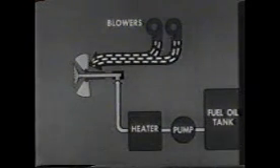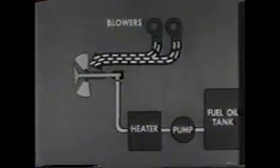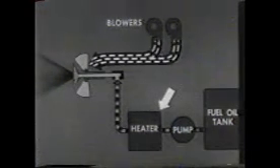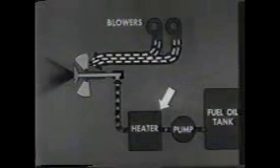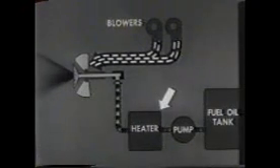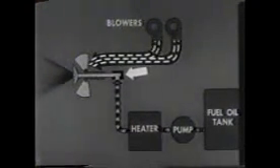The forced draft blowers send a strong blast of air to the burner. The fuel oil pump sends the oil through the heater where the oil is heated to give it good flow qualities. Then the oil is pumped to the burner.